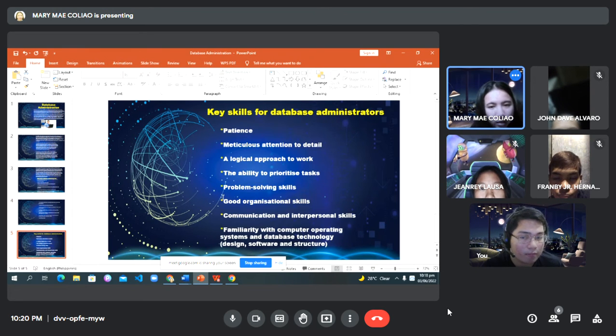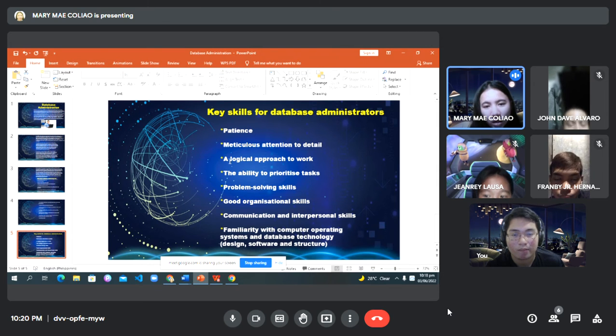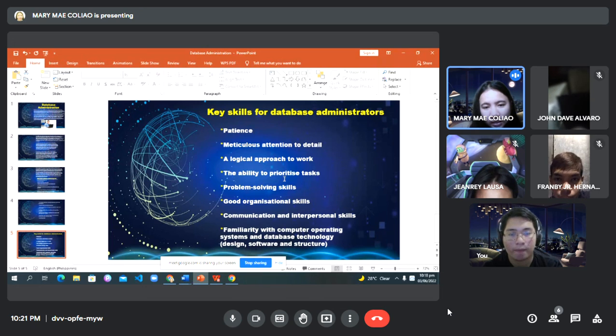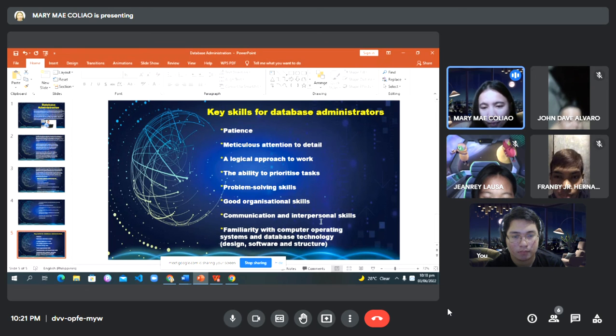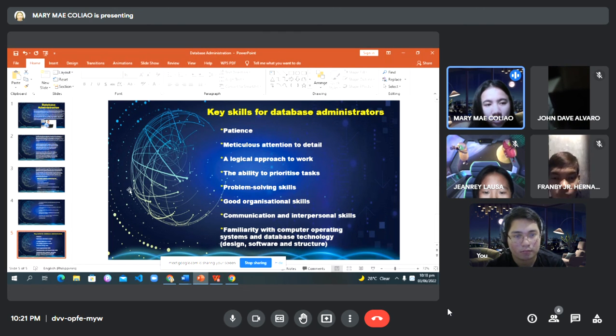Next, key skills for database administrators: patience, meticulous attention to detail, a logical approach to work, the ability to prioritize tasks, problem-solving skills, good organizational skills, communication and interpersonal skills, familiarity with computer operating systems and database technology, design software and structure. That's all.